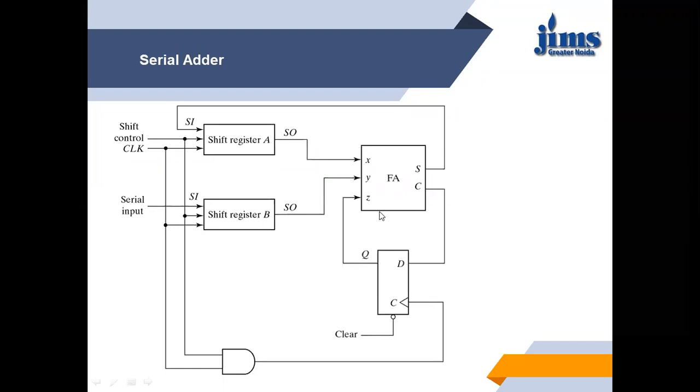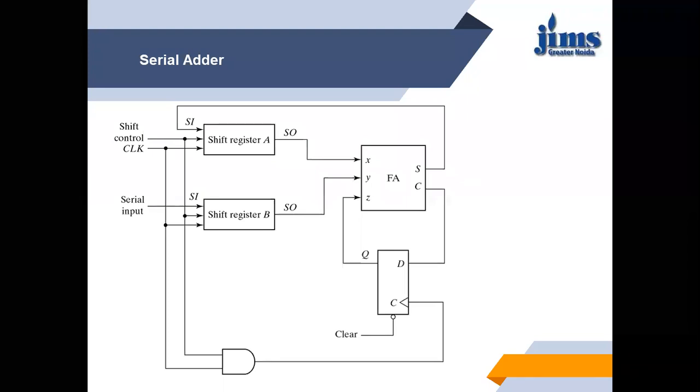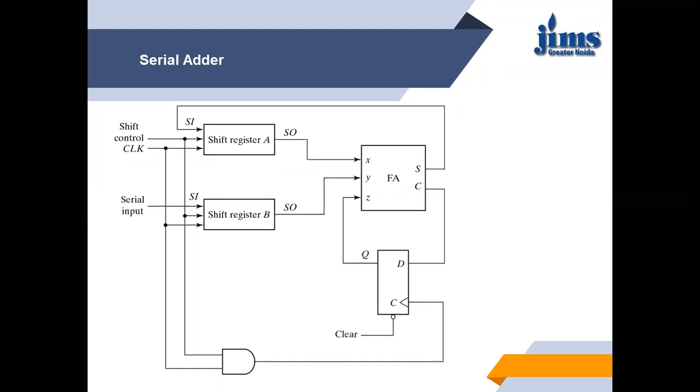This is a full adder, so you can clearly see, instead of using 64 full adders as in the case of parallel adders, we are using only a single full adder. A full adder has inputs X, Y, Z. These are the three inputs. Sum and carry are the two outputs. X and Y are the two numbers, and for Z, here we are using the previous carry.